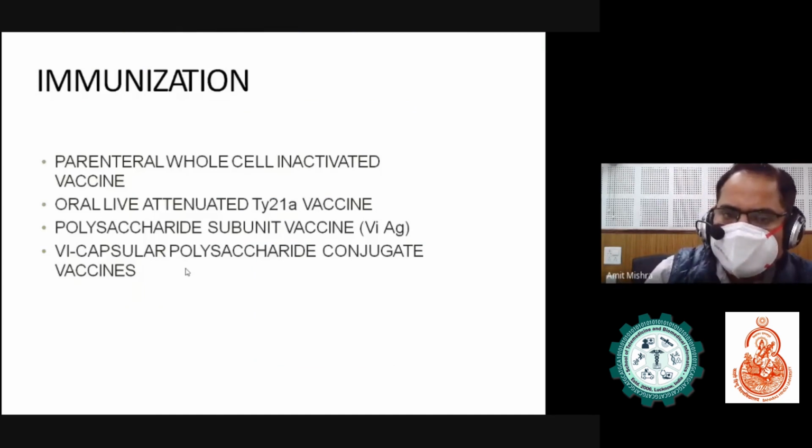The other thing is immunization. We can do immunization in these ways. One is the parenteral whole-cell inactivated vaccine. Another is the oral live attenuated Ty21a typhoid vaccine. Another is the Vi polysaccharide subunit vaccine, and the last one is the capsular polysaccharide conjugate vaccine. These are the four types of vaccines available in the market.